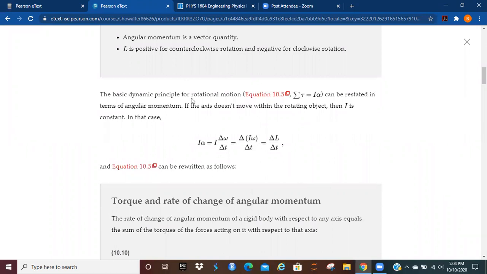So the basic dynamic principle here is that the net torque is going to be equal to I times alpha, and can be restated in terms of the angular momentum. If the axis doesn't move within the rotating object, then this is constant. And in that particular case, alpha is going to be the same as the change in omega with respect to time. We can bring the moment of inertia in here, it doesn't matter. But if we do that, then we end up with the angular momentum.